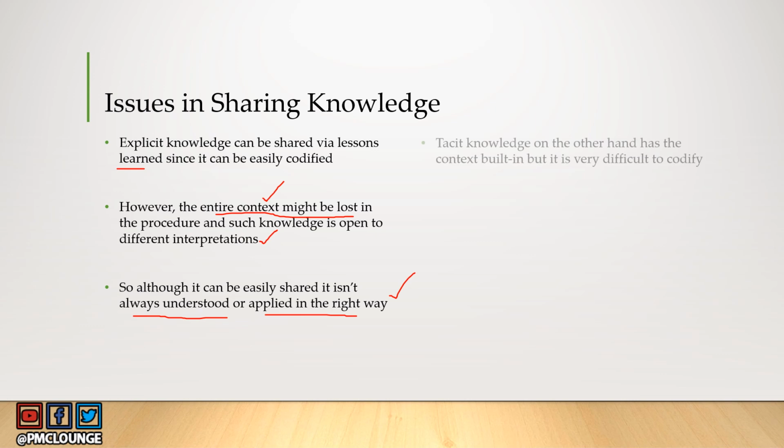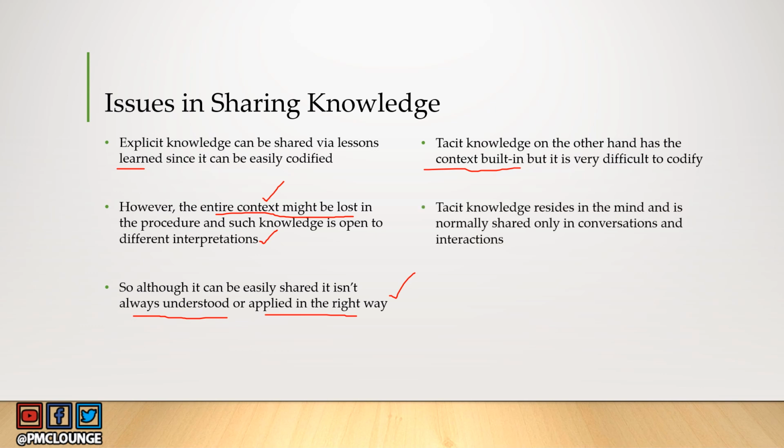Now let's talk about tacit knowledge. Tacit knowledge, on the other hand, has the context built in, because it is someone who's telling you their story. So they are going to give you the entire story. So the context will already be there, but then it is difficult to codify. You cannot put it down in words. Now, tacit knowledge resides in the mind. This is something very, very important. Tacit knowledge resides in the mind and is normally shared only in conversations and interactions.